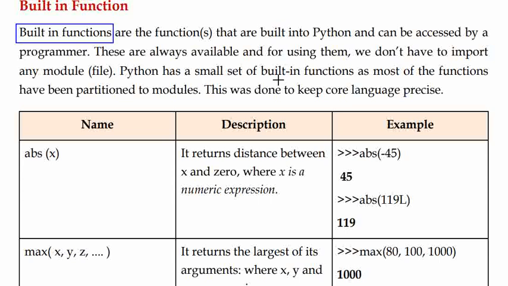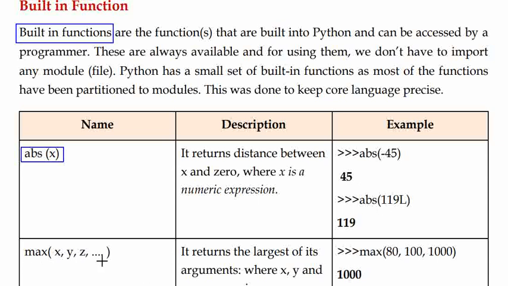Python has a small set of built-in functions, and most of the functions have been partitioned to modules. This was done to keep the core language precise. First built-in function is abs. It returns the distance between x and 0, where x is a numeric expression. abs(-45) gives 45. abs(119L) gives 119. So absolute value removes the negative sign and gives you a positive value.